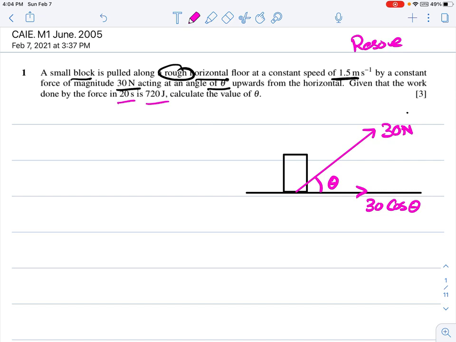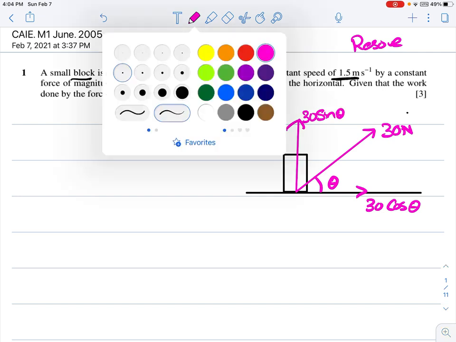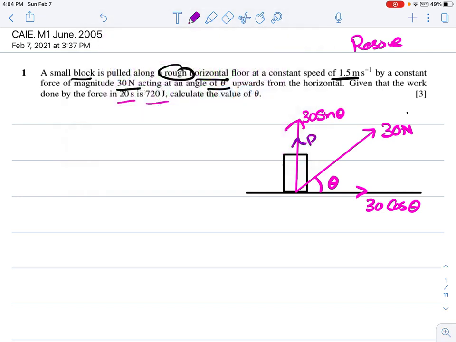And over here will be 30 sine theta. Apart from that, there will be a normal reaction R, and its weight mg is acting downwards. This is a basic diagram. The one in purple color is not required. Now I want to do the work done.